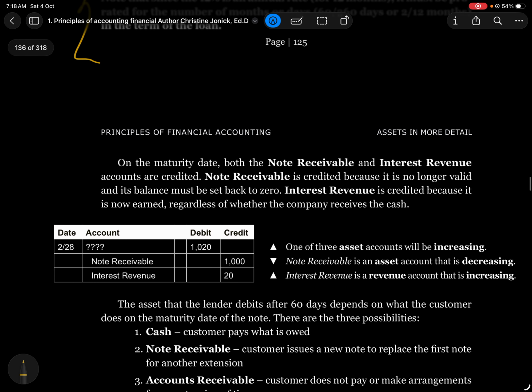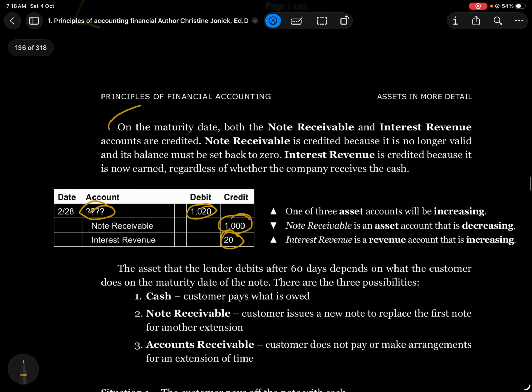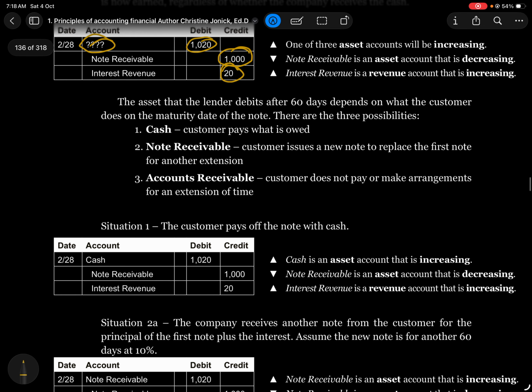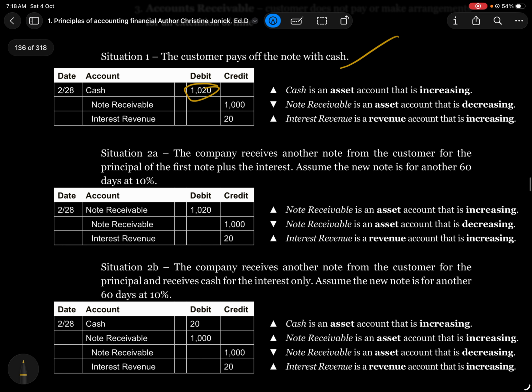On the maturity date, we will receive interest income of $20. Note receivable would decrease by 1,000. Debit cash or bank 1,020. Okay, so that is what happens if it is paid with cash.